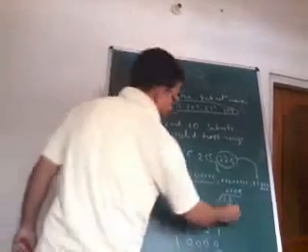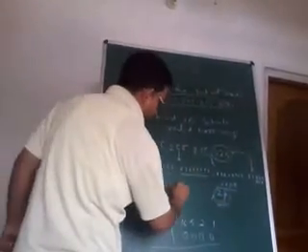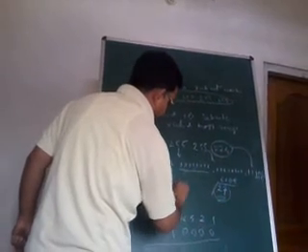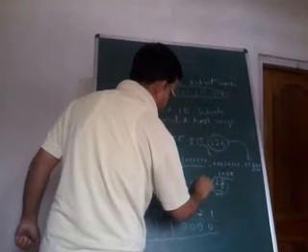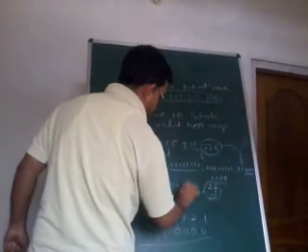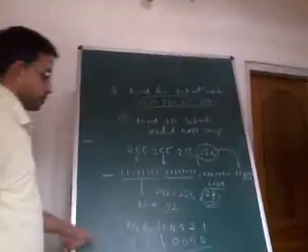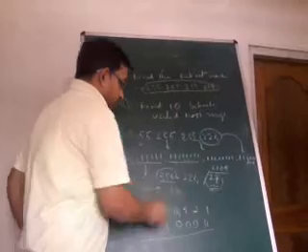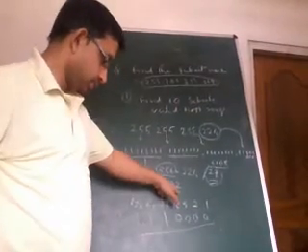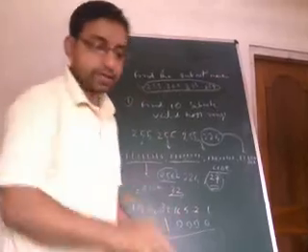Now 27 means what? You can also do it like this: 256 minus 224 is 32. So always subtract from 256, and your block size becomes 32. That means subnets are in the range of 32.